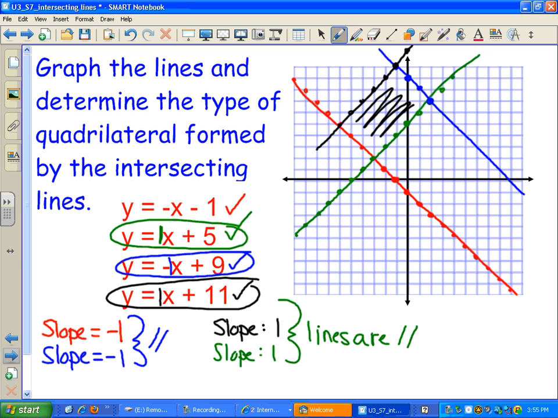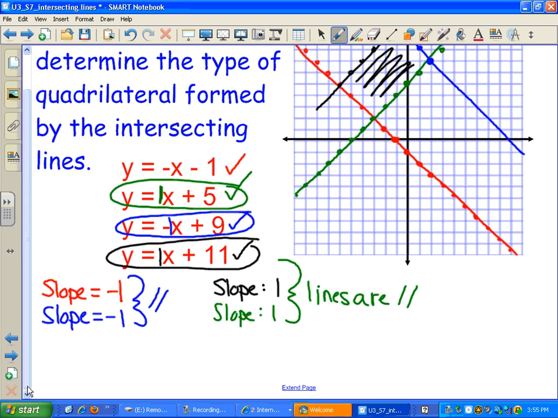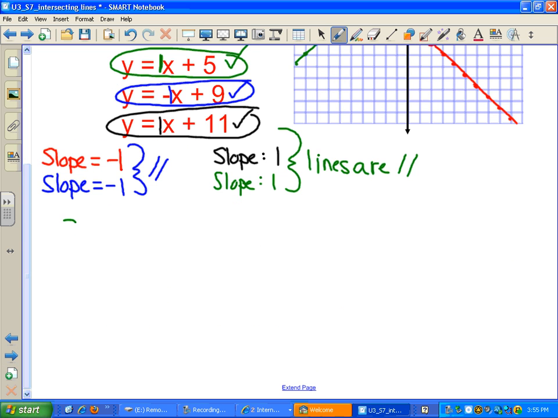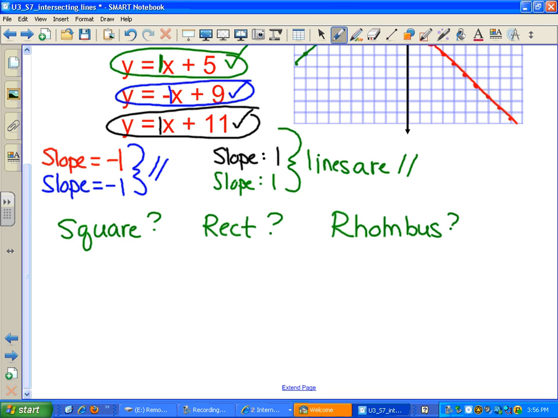But now I need to determine if it's a square, rectangle, or a rhombus. So is it a square? Is it a rectangle? Or is it a rhombus? Well, let's think about a square. A square is going to have a property from a rectangle and from a rhombus, so we're going to go there last. Let's first talk about a rectangle.